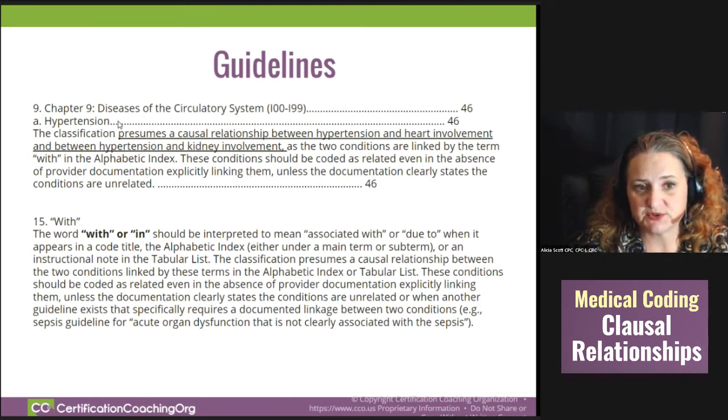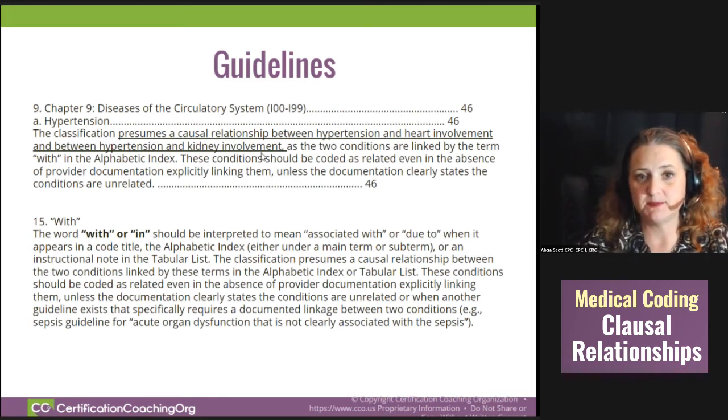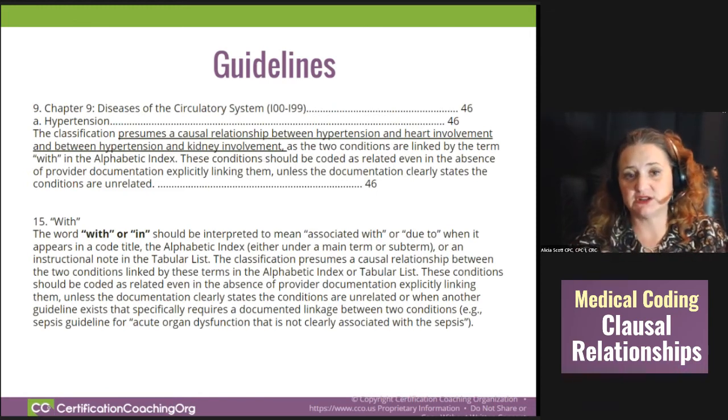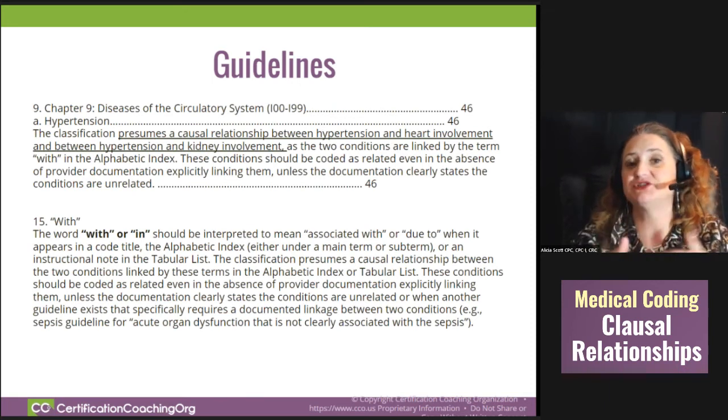When we're talking about the circulatory system, hypertension, right here, it tells you, it presumes a causal relationship between hypertension, heart involvement, and between hypertension and kidney involvement. So in other words, when a patient has hypertension and they have CKD, even before the rules changed and we could assume causal relationships, that was like 2016, 17 when that changed, we could always do a causal relationship between CKD and hypertension. That was back then, before 2017, that was an exception to the rule.